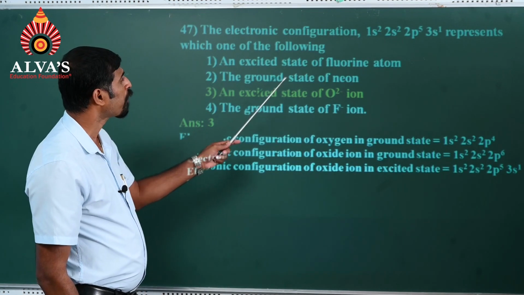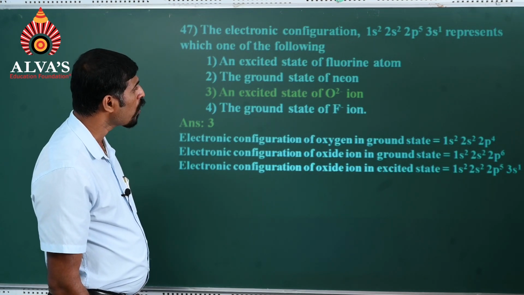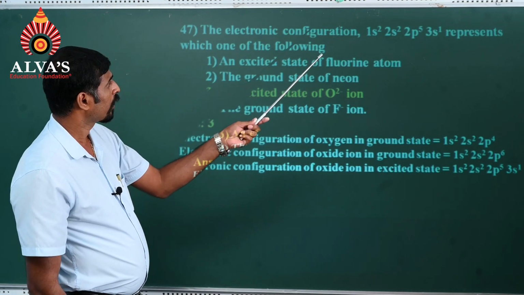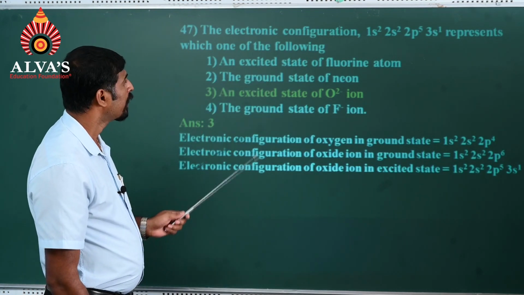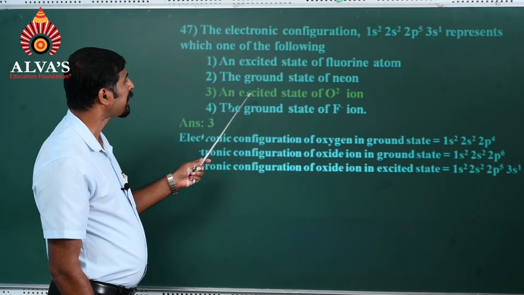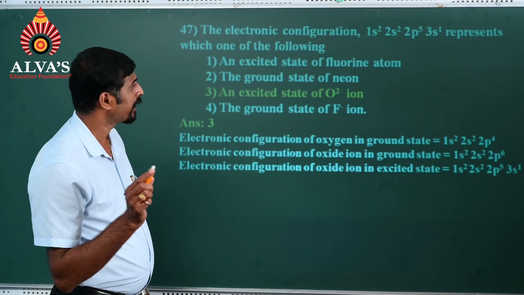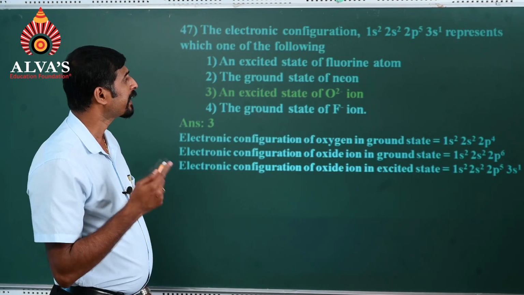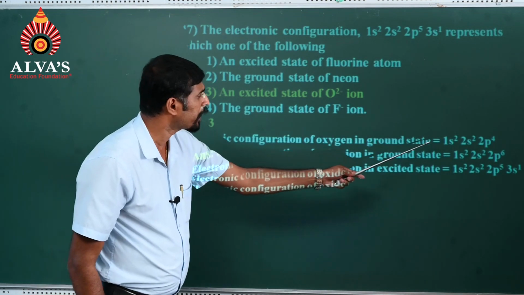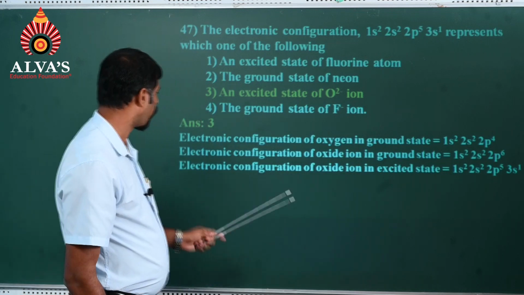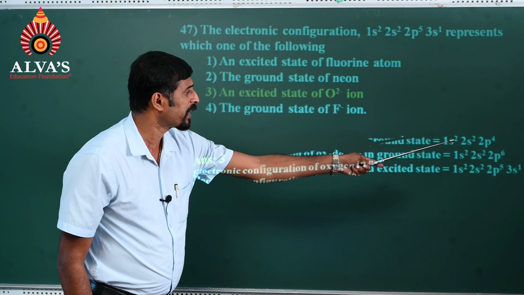Next, ground state of neon. The ground state of neon is nothing but 1s2, 2s2, 2p6. But the 3s1 is present, so it is not the ground state. Okay. So next, we'll move on to an excited state of oxide ion. Oxygen has 8 electrons, oxide ion has 10 electrons. Now, the electronic configuration of oxygen in the ground state is 1s2, 2s2, 2p4. The electronic configuration of oxide ion is 1s2, 2s2, 2p6.